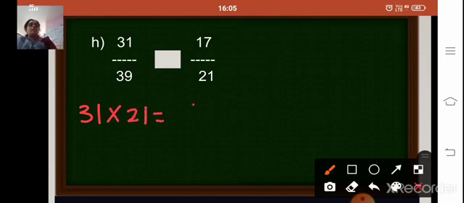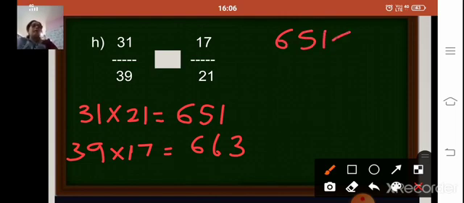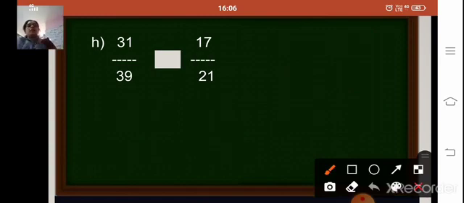21. When you multiply, you will get the answer as 651. Now when you multiply 39 into 17, you will get the answer as 663. Now here 651 is smaller than 663. So you can say that 31 upon 39 is smaller than 17 upon 21. Okay. So which sign will we put here? We will put the smaller sign.